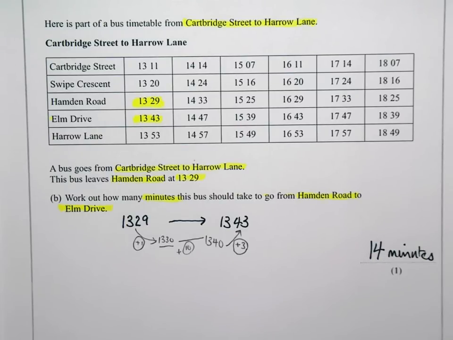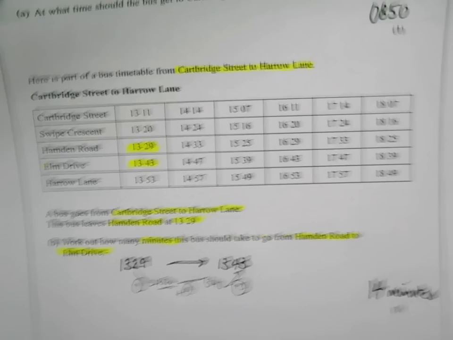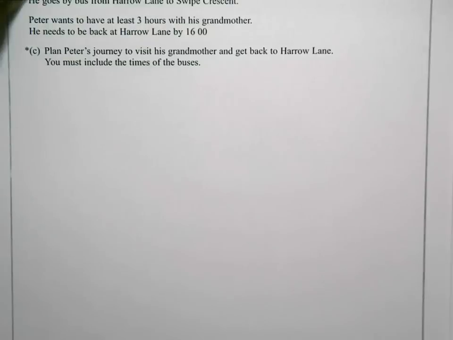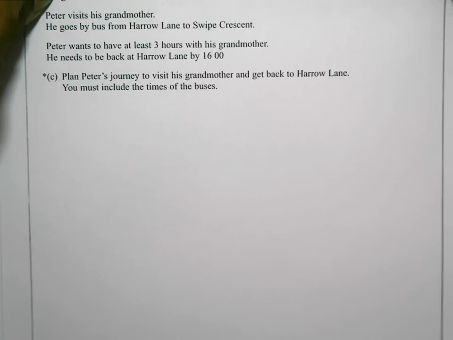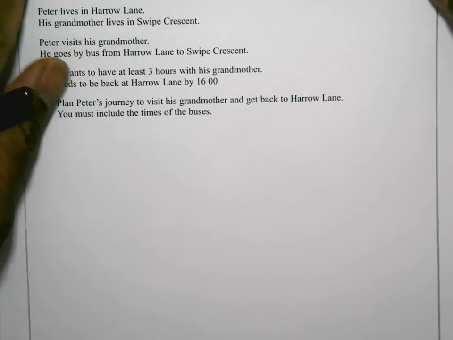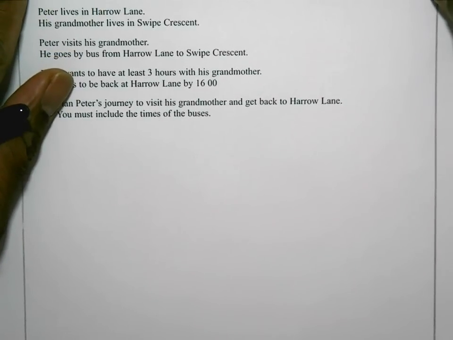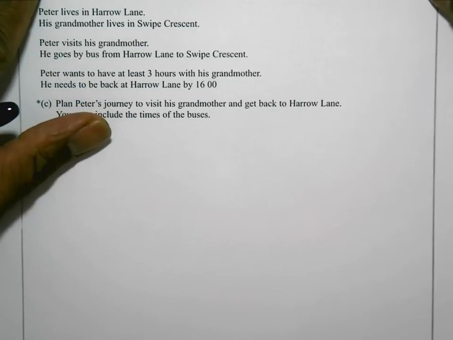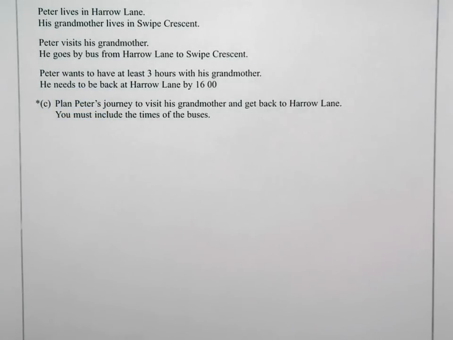I'm going to go on to part C now, but I need to just move the paper across, because part C is on a separate sheet. Here's part C, and move this down a bit. Okay, here we go. Peter lives in Harrow Lane. His grandmother lives in Swipe Crescent.